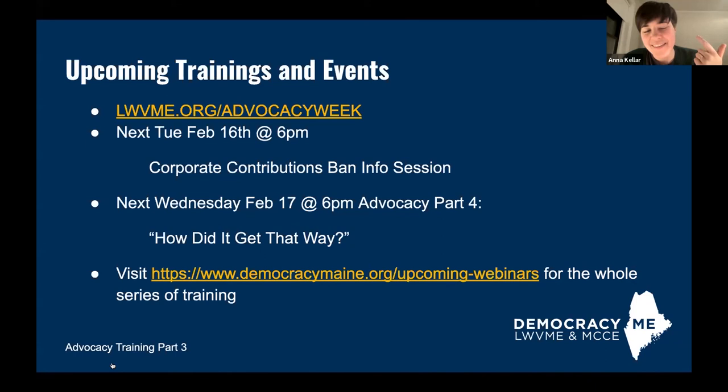And then next Wednesday is the next in this advocacy training series where we'll be doing, how did it get that way? All of the questions that we ask when we're like, this is so strange. Why does Maine do it this way? Why do we have people's vetoes? Why do we have term limits? Why does the Maine House have one website and the Senate has another? I don't know if we'll answer that question, but I'm curious. But we're gonna have a panel of some historians and journalists and former legislators to talk about the quirks of the system, why they exist.